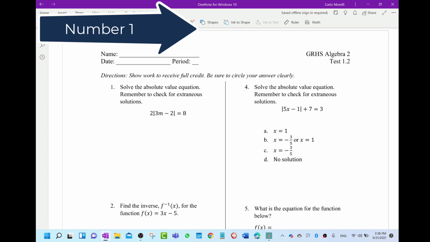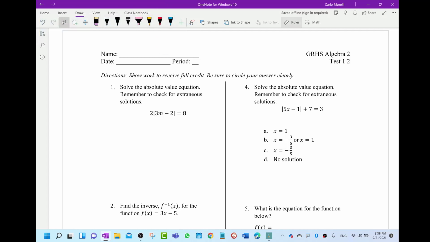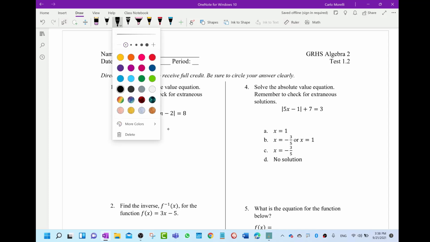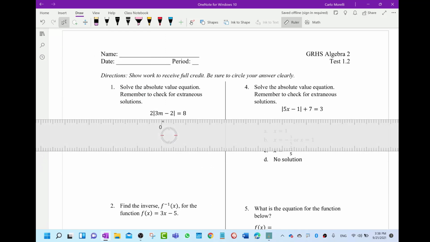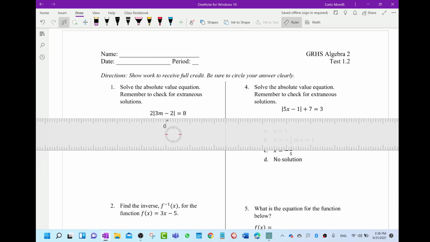Solve the absolute value equations. Remember to check for extraneous solutions. Okay, so I'm going to do this as if I was you, and that was the request made. So what I would do, I would divide both sides.